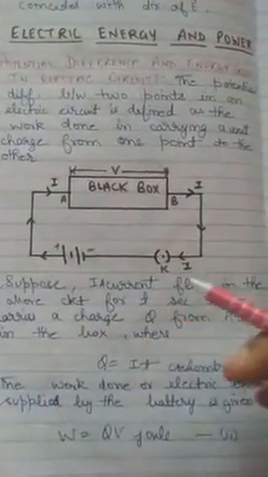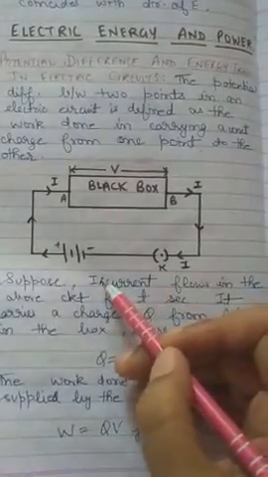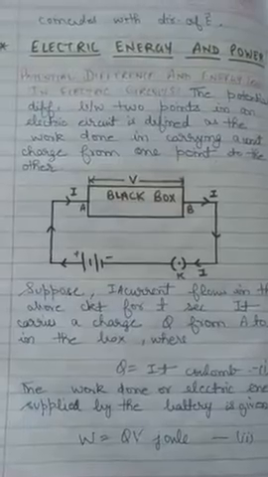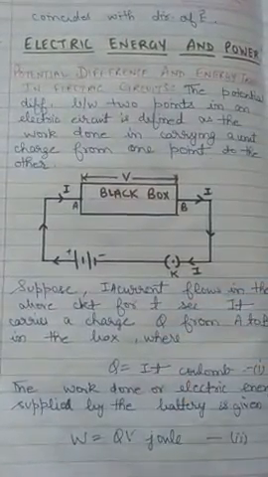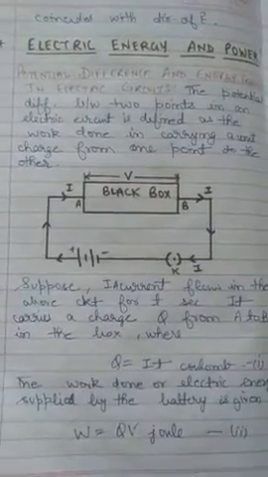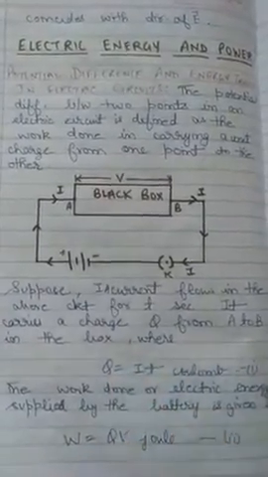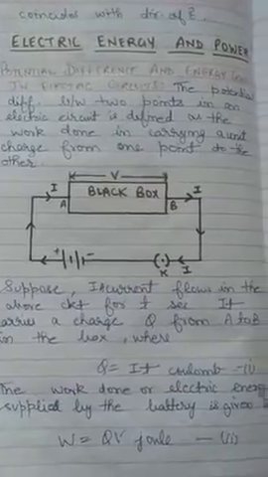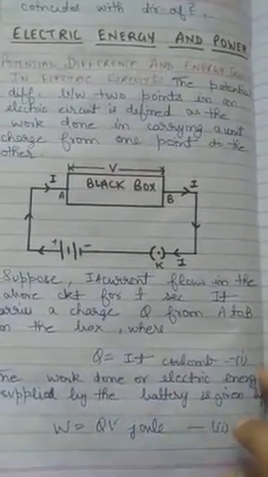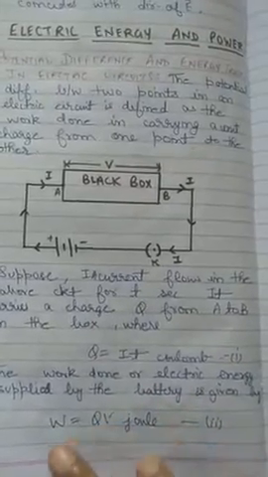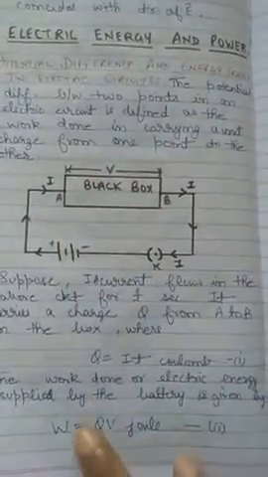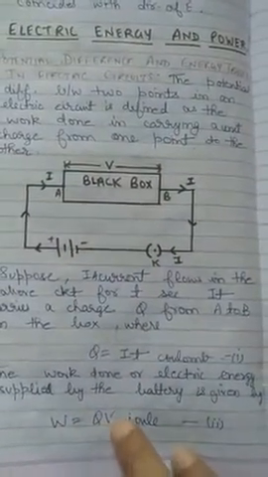Suppose I ampere, this A is for ampere, current flows in the above circuit for t seconds, and it carries a charge. Suppose Q charge flows from A to B in time t seconds. So Q will be equal to I into t, because I is equal to Q by t. So the work done or electrical energy supplied by the battery is given by W. We know that W by Q is equal to V, where V is the potential across this, so W will become equal to Q into V.